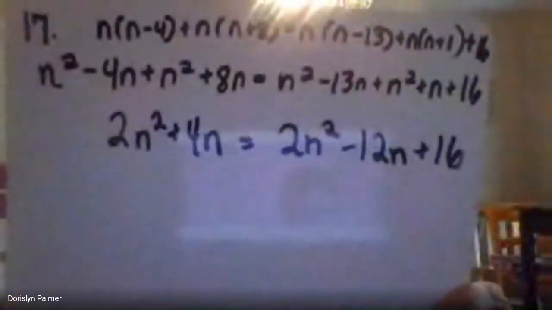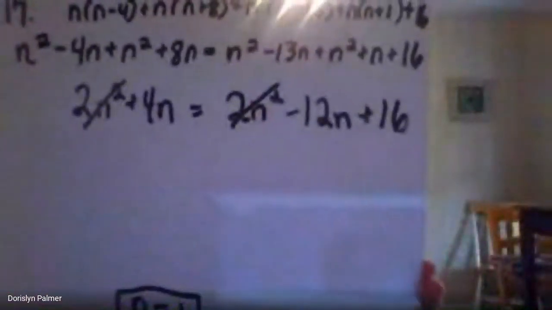So on the left, we'll end up with 2n squared plus 4n. And on the right, I didn't put 2n squared. That's what it was. Oh, you found it? Very good. Okay. On the right, 2n squared minus 12n plus 16. Okay. So guys, right here.